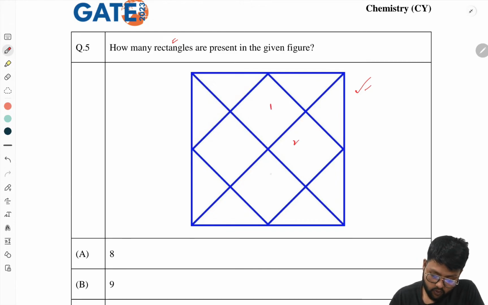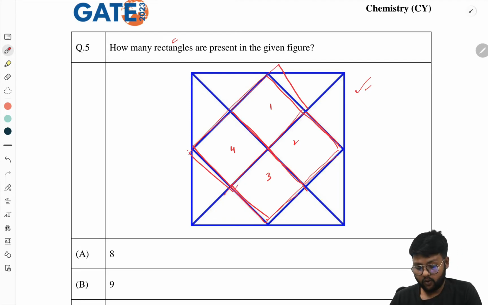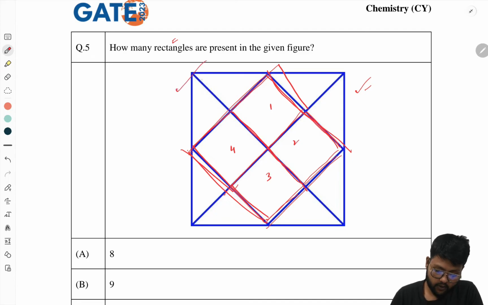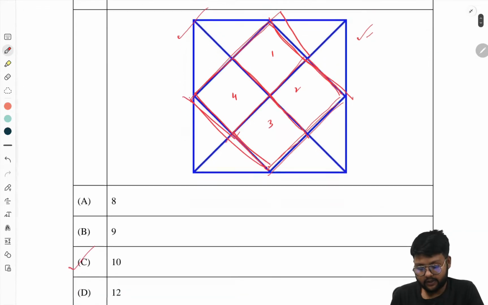So 1, 2, 3, 4. Okay, the 4 ones, and then this one will be 5, this one will be 6, this one will be 7, and this one will be 8. Okay, and this one will be 9, and this one is 10. The total is 10. The total 10 figures of this type are there.